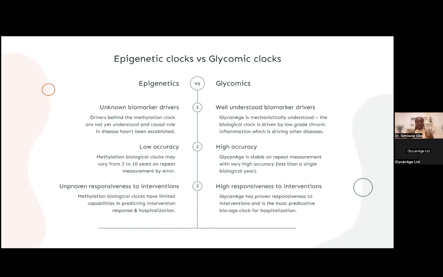When we think about glycomics, again, as GlycanAge, I'm going to speak about GlycanAge because it is the only glycomic clock we're aware of. It is a well-understood biomarker that drives it. There is a high level of accuracy, almost to the point that some people get shocked at just how accurate it can be, especially in responsiveness to chronic inflammation.